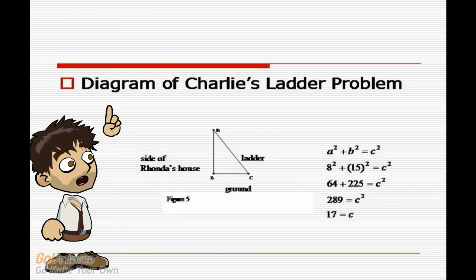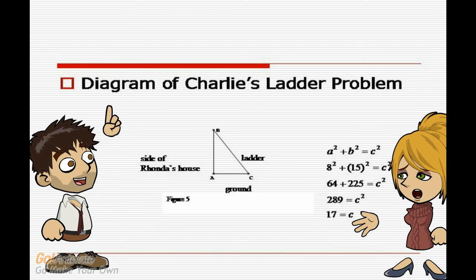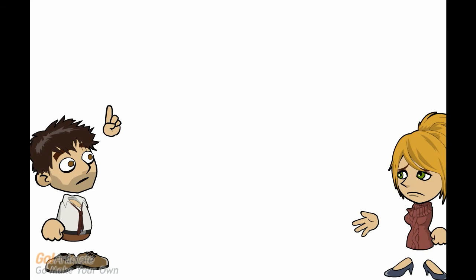Please come to the board and explain the problem, Rhonda. Remember that the ladder is 8 feet from the base of the house and the window is 15 feet above the ground. Well, let a equals 8 and b equals 15. Substitute into the formula and square each term. 8 squared plus 15 squared equals 64 plus 225 equals 289. The square root of 289 is 17. Thank you, Rhonda. Now here's an example for you, Tiffany.